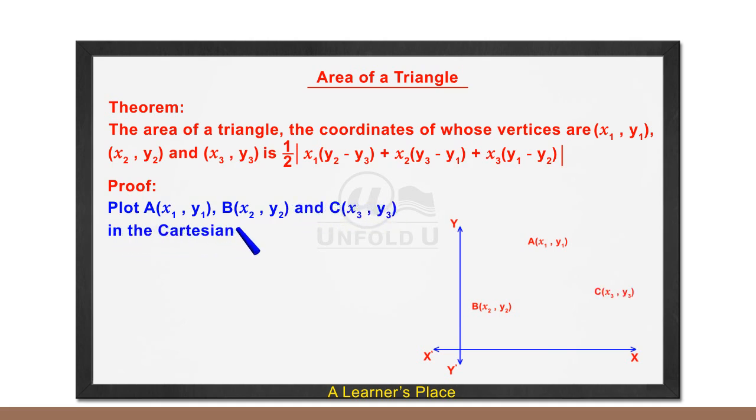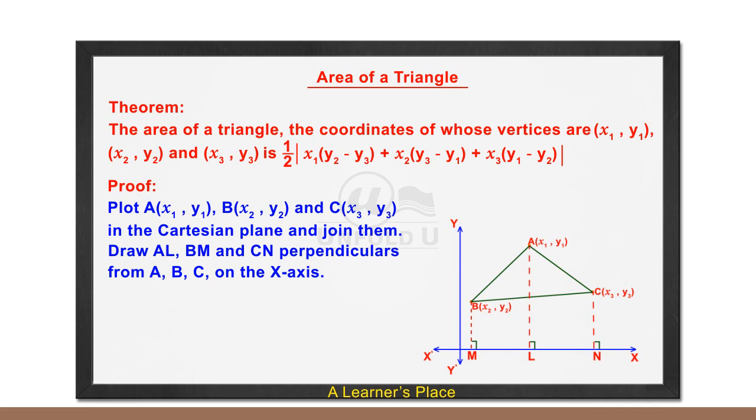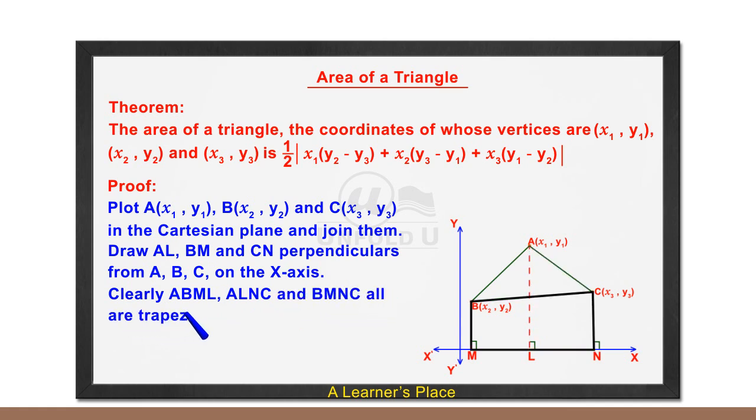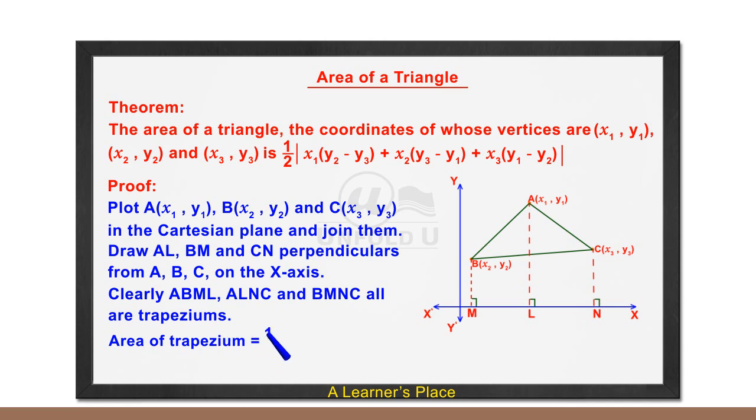in the Cartesian plane and join them. Draw AL, BM and CN perpendiculars from A, B, C on the x-axis. Clearly, ABML, ALNC and BMNC all are trapeziums. Area of a trapezium is equal to 1/2 into sum of parallel sides into distance between them.